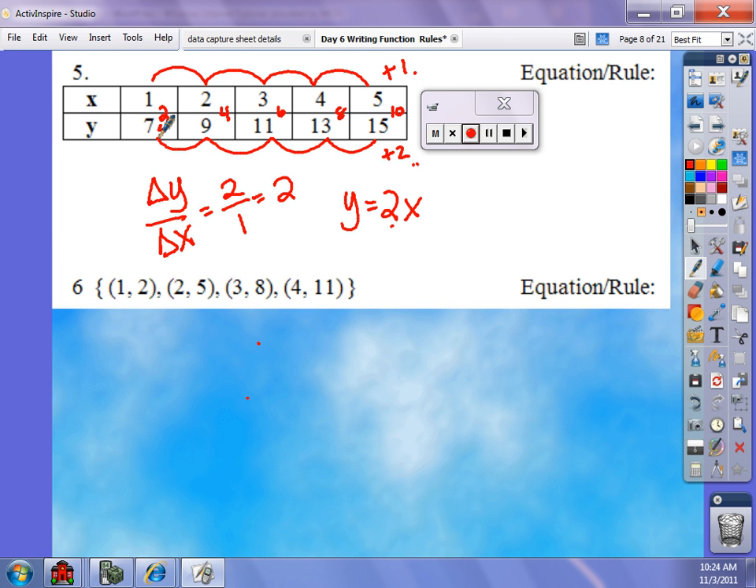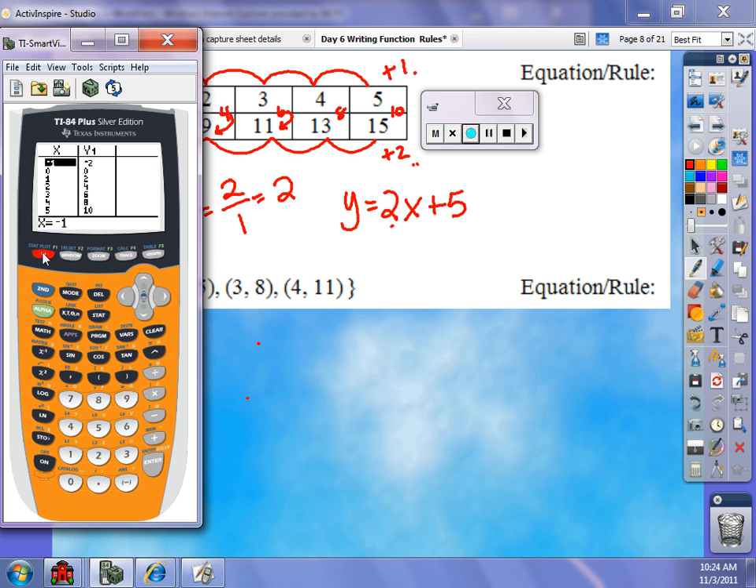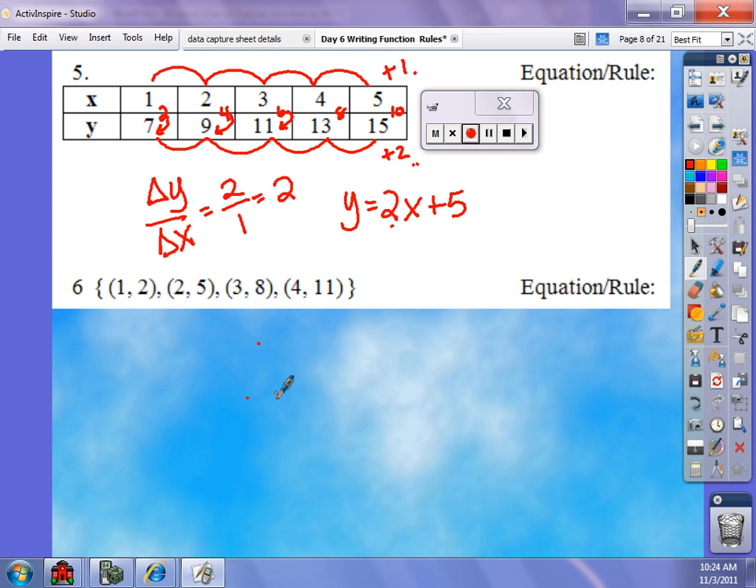So how do I get from 2 to 7? Well, I know I could add 5. How about 4 to 9? Does that same rule work? Does 4 plus 5 make 9? How about 6 plus 5? Is that 11? Looks like it's working every single time. So, last thing I'm going to do is check. I'm going to change this and add the plus 5 at the end. Let's take a peek back at the table and see if this really worked. 1, 7, 2, 9, 3, 11, 4, 13, 5, 15. Looks like we have our equation.